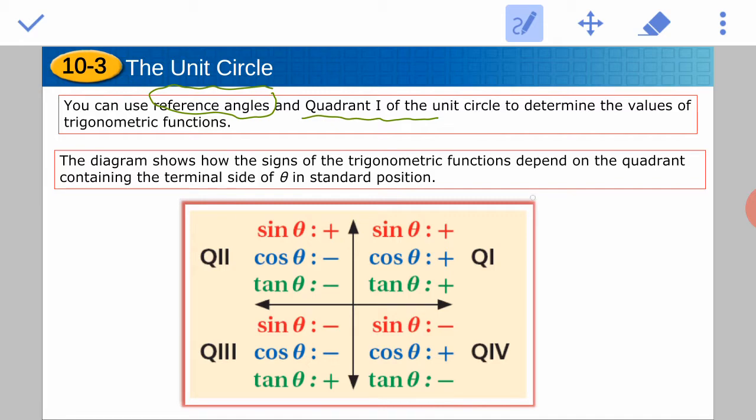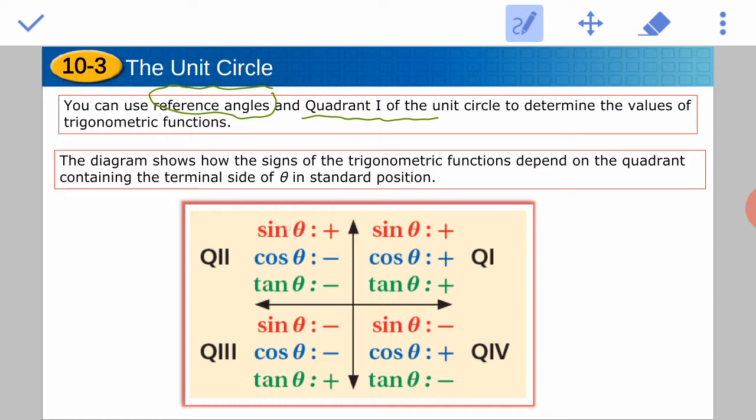This is why I have this diagram, and you need to memorize the signs of the trigonometric functions sine, cosine, and tan in all quadrants. Guys, in quadrant 1, the sine, cosine, and tan ratios are positive. Why? Because x is cosine theta, x is positive, and y is positive, and the tan is the ratio of sine over cosine, or y over x, so it's going to be positive.